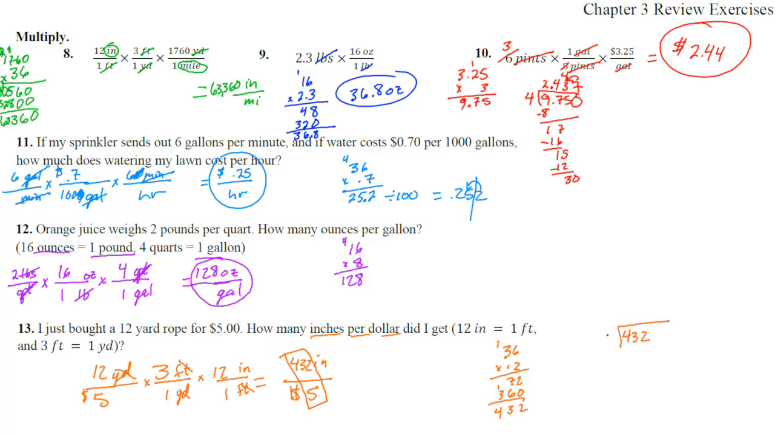432 divided by 5. 5 goes into 43 8 times. 8 times 5 is 40. Subtract and we get 3. Carry down the 2. 5 into 32 is a 6. 6 times 5 is 30. Oh, we have a remainder of a 2. Better put at least a couple of decimals. Drop down a 0. 5 goes into 20. Put the decimal there. 4 times 5 is a 20. We get 86.4. So 86.4 inches per dollar. Cool, $1 bought like over 7 feet of that rope.